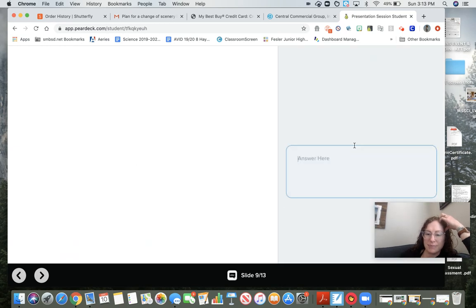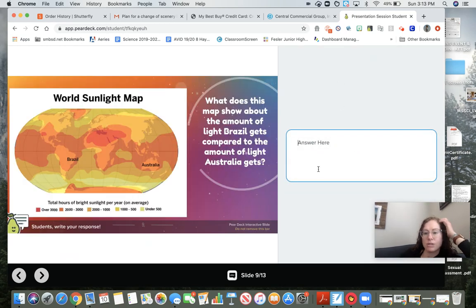And a few of you did start connecting these ideas last week in some of your answers, and that was really great. Okay, so here's our evidence that we've kind of already seen. We've seen this sun map. Remember, it's showing the amount of sunlight. So if we compare Brazil and Australia, what does this map show about the amount of light Brazil gets compared to the amount of light Australia gets? So I need that typed right here.